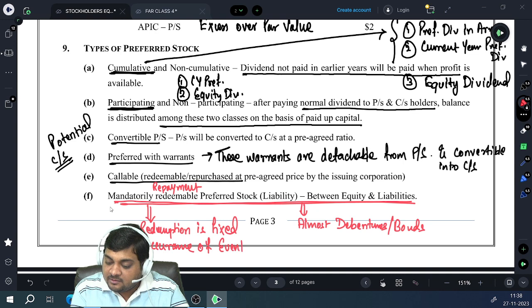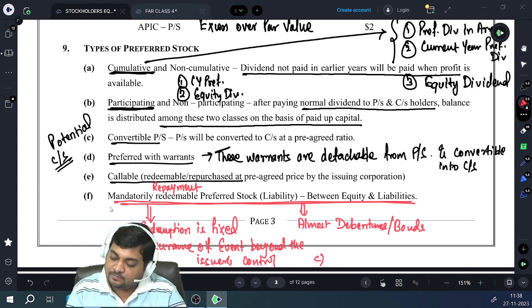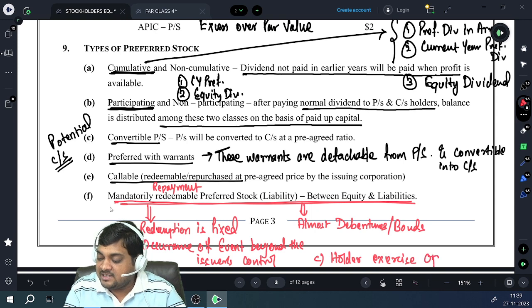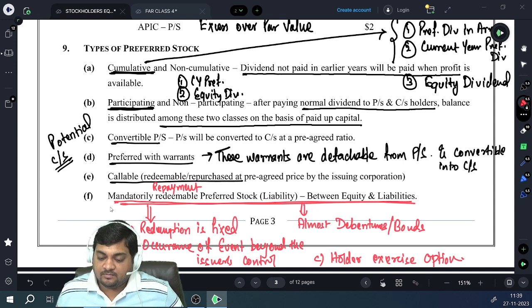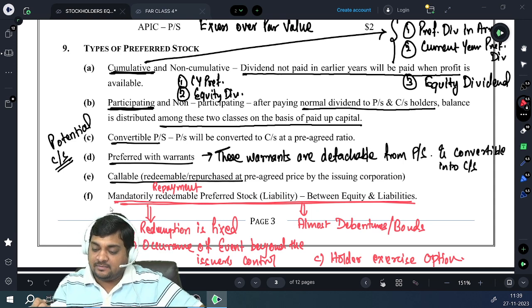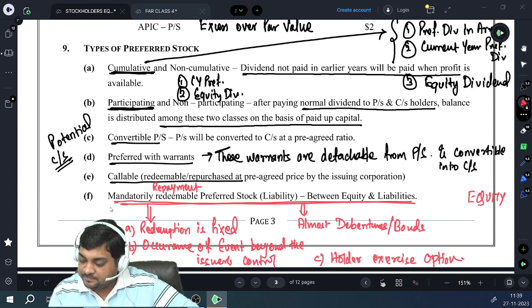Occurrence of an event beyond the issuer's control, or the holder exercises the option. So it needs to be shown between equity and non-current liability. Like in the balance sheet, we have equity, stockholders' equity, we have non-current liability, and then we have current liability. It is between this.